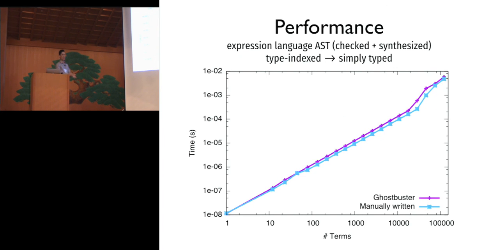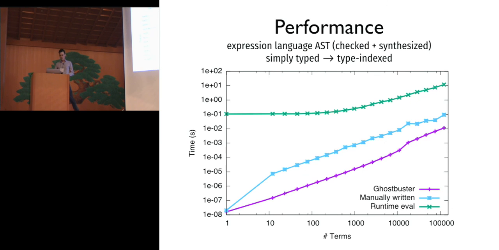In terms of performance, Ghostbuster is really aiming to generate the kind of code that a human would have written anyway. So for this example, we are converting from the type index to simply type representation for a small expression language AST using both checked and synthesized mode. We can see we're on par with the handwritten approach, which is good. And as hinted at earlier, moving back from the simply typed to the type indexed representation, we are faster than the GHC embedded as a library approach and strings.